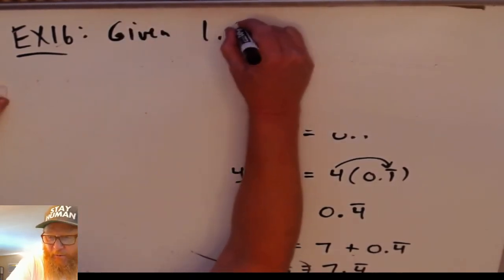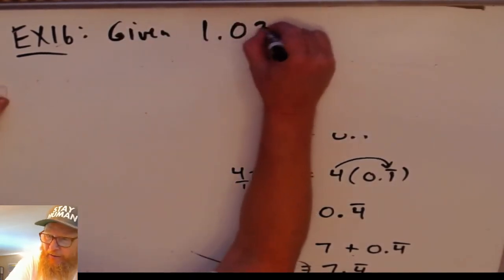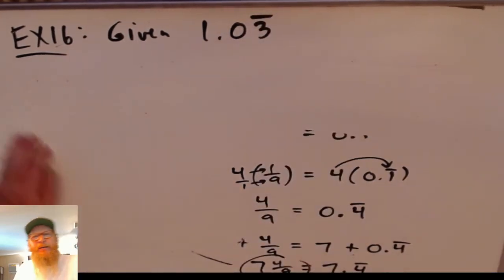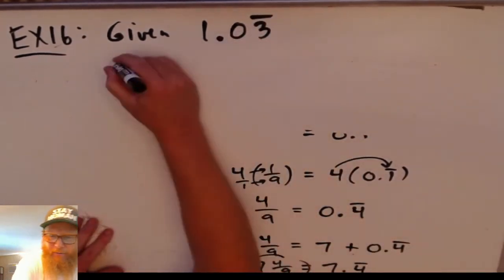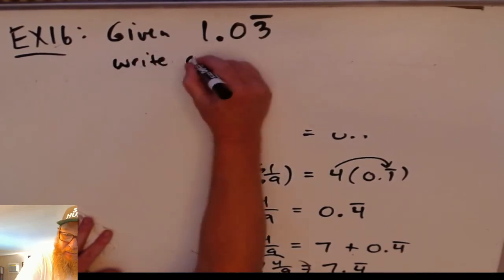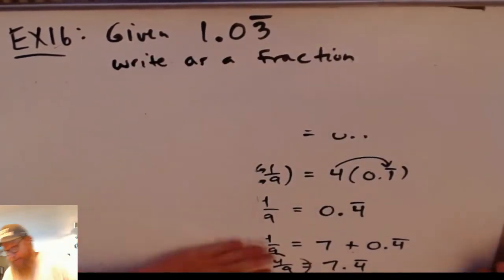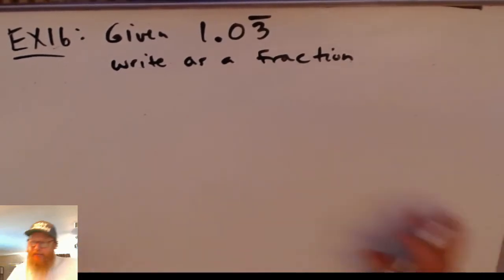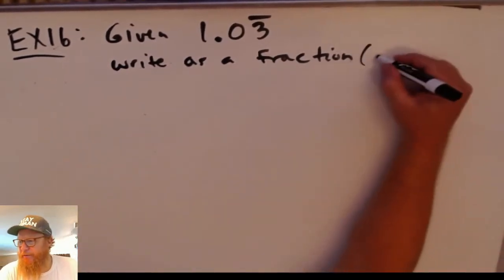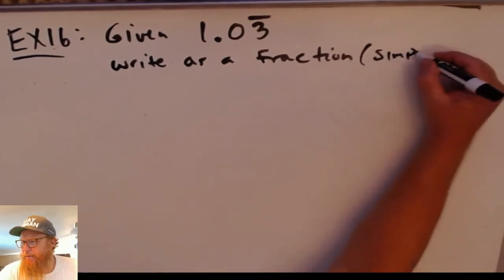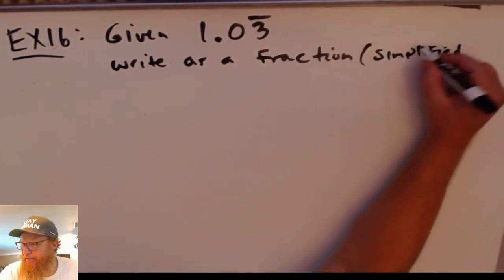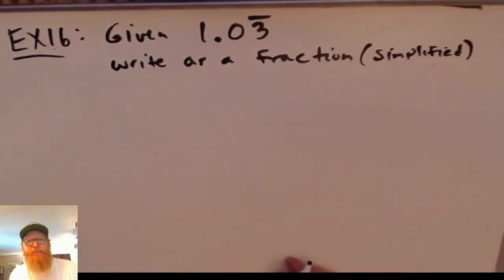Given 1.033333333333, right, as a fraction. And again, simplified or reduced. I shouldn't really have to say that, but I'm saying it anyway, just to be safe.